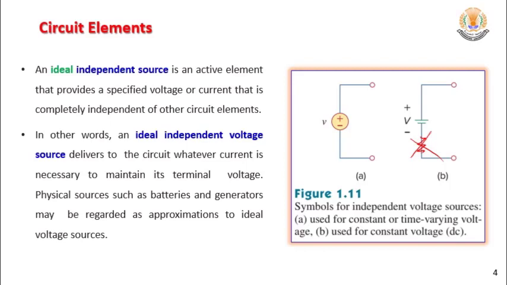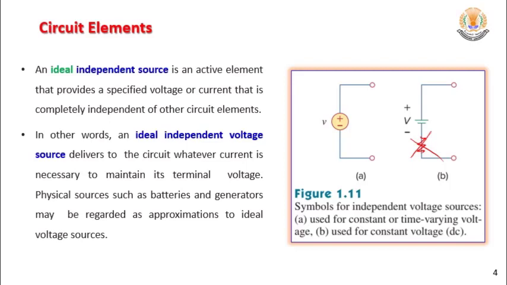Independent means the voltage or current will be constant irrespective of the other quantity. If you have a voltage source, the voltage will be constant irrespective of the current drawn. If you have a current source, the current is constant irrespective of the voltage across. Clear?